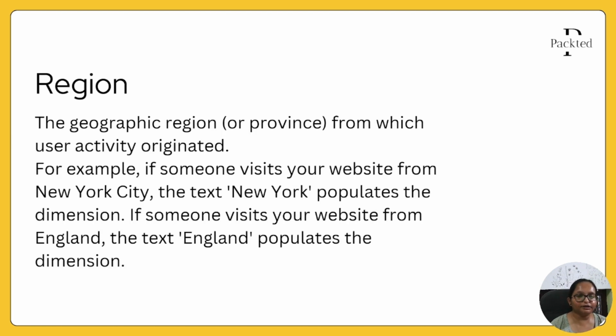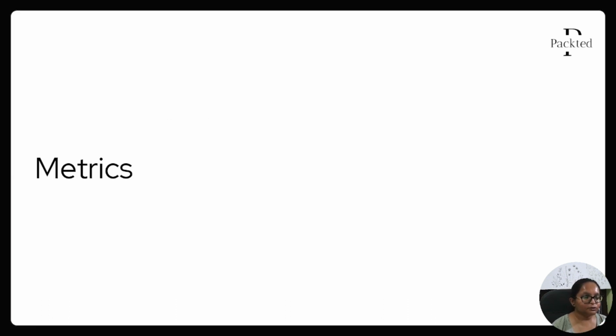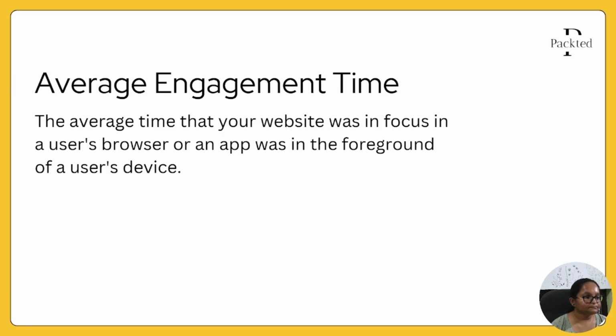Region is the geographic region or the province or the state from which the user is coming from. So if somebody is coming from New York City, then New York will populate, or somebody is visiting from England, then England will populate the dimension. Or in India, if somebody is coming from Haryana, then Haryana will populate the dimension. So now we will look at the metrics.